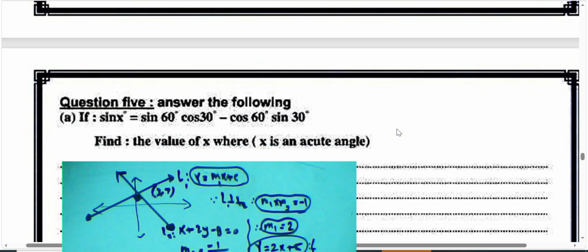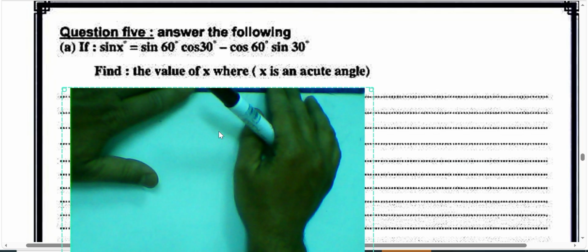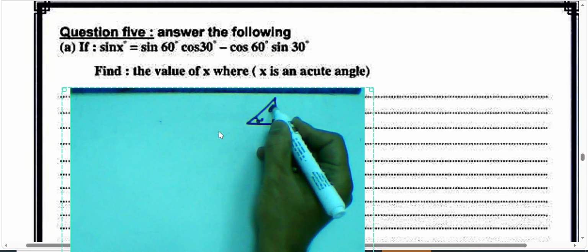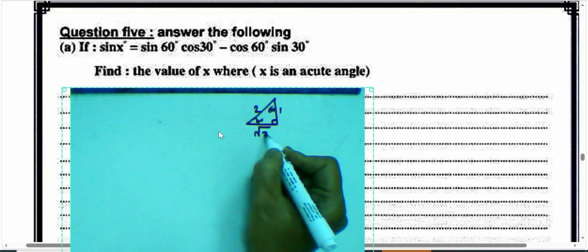Next question. Sin x equals sin 60 cosine 30 subtract by cosine 60 product by sin 30. Find the value of x where x is an acute angle. First step, we can draw two triangles here. I need only one triangle, 30 60, 1 and 2, and here root 3.